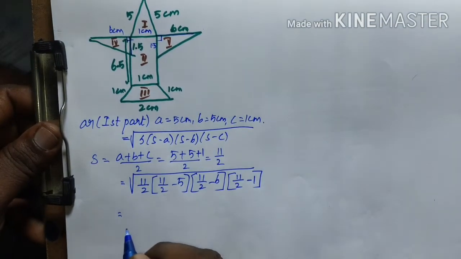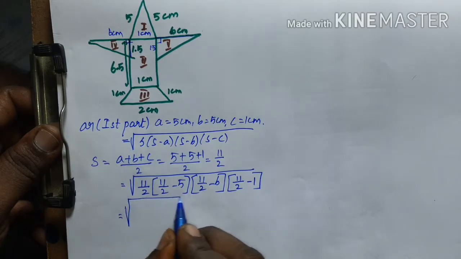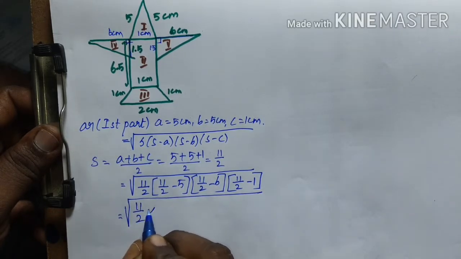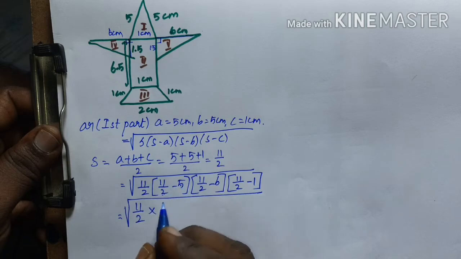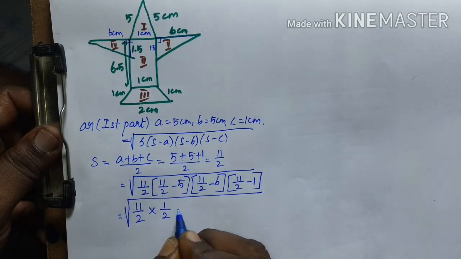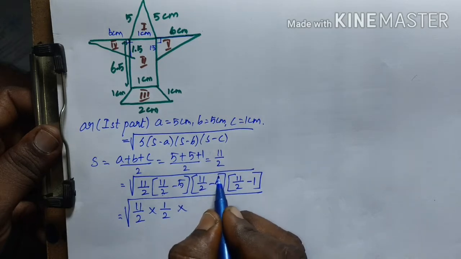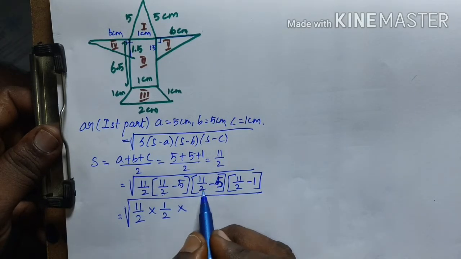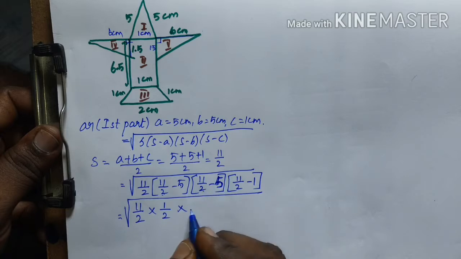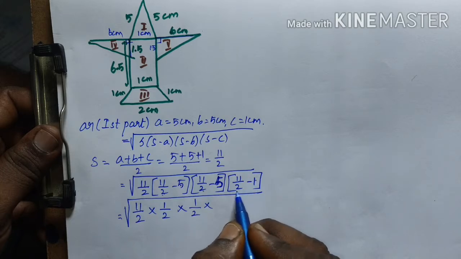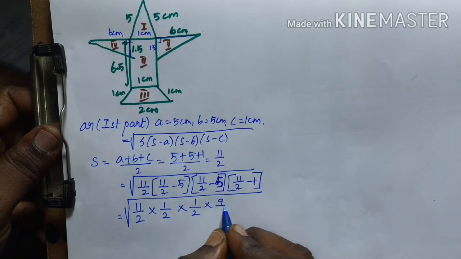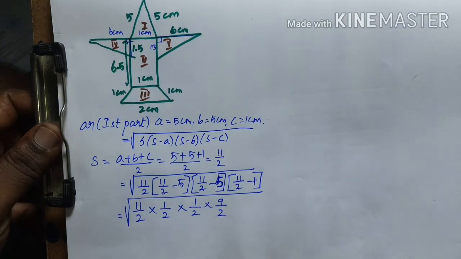Next, I need to subtract these values. 11 by 2 minus 5: 5 2s are 10, because we convert it into a fraction, and 11 minus 10 is 1 by 2. Into, here also you write the same because B value is 5: 5 2s are 10, 11 minus 10 is 1, so 1 by 2. And into, if I subtract 1, 1 2s are 2, and 11 minus 2 is 9 by 2. These are all the required fraction values here.